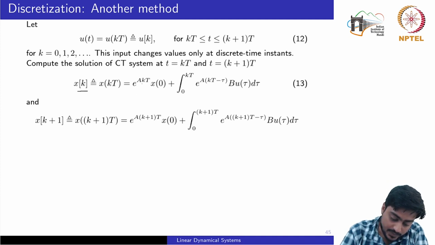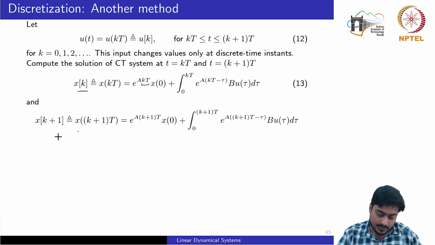So here I replace all t by kT's, right? e to the power At x naught, starting from 0 to t replaced by kT, and similarly this part. So this is the solution of the continuous time state equation at t equal to kT and at t equal to (k+1)T. Okay, now let's see.